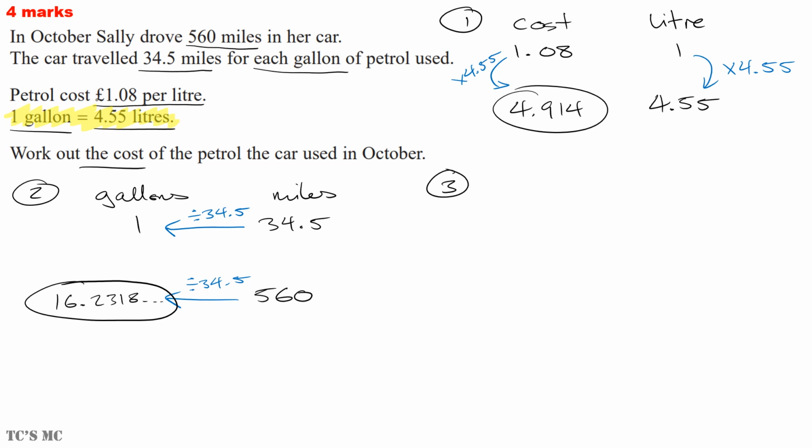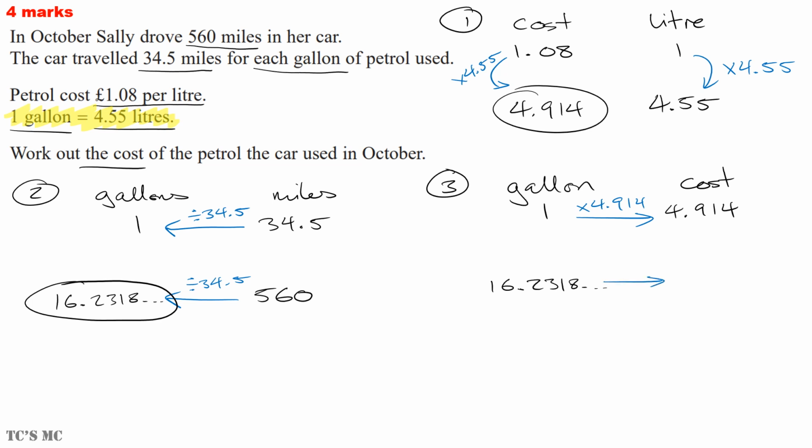Step 3, we need to work out the cost for every gallon. We know that for 1 gallon it will cost 4.914. The number of gallons used by Sally is 16.2318 and so on. If we go across, we need to multiply by 4.914. Do the same over here. Again, we get a very long decimal answer, 79.7634, and it continues. We now have 3 marks.